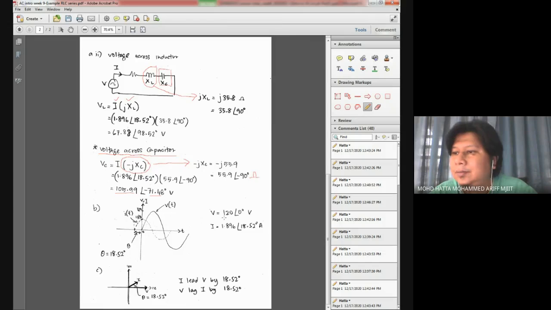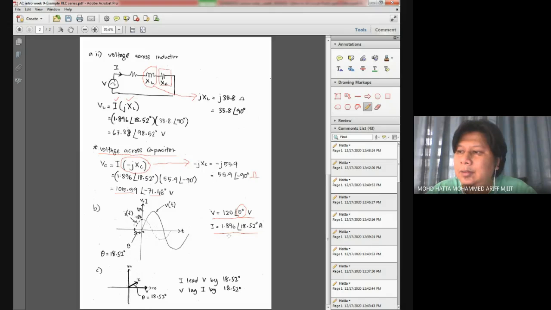Okay, to solve question B, you need to draw the waveform of voltage and current. To draw the waveforms, please rewrite the voltage in polar form and also the current in polar form. This is the reference that you need to follow in order to draw the sinusoid waveform. Since the angle is 0, you will start here at 0 and then make a sine wave over here.